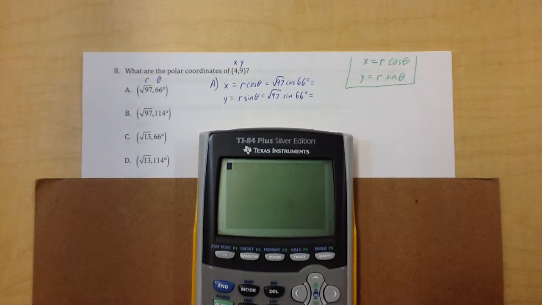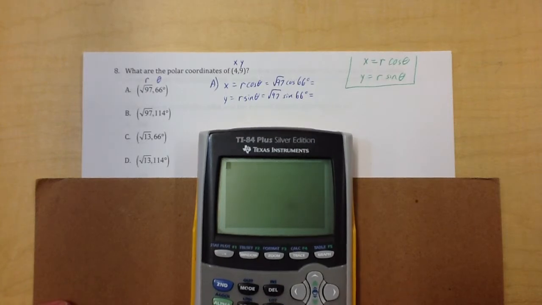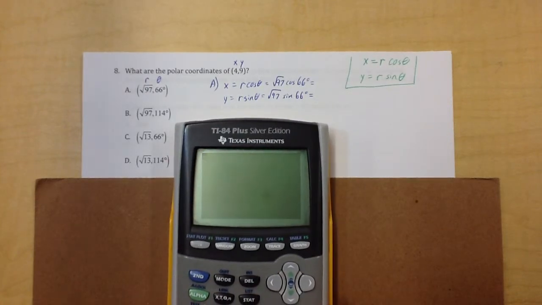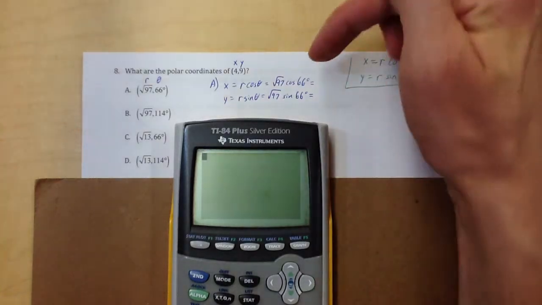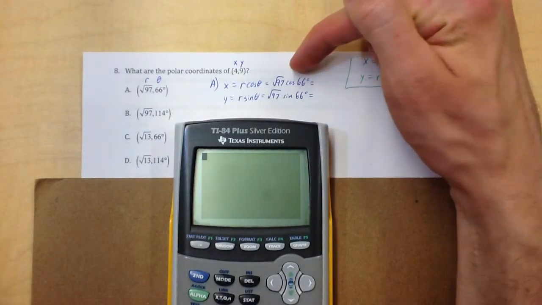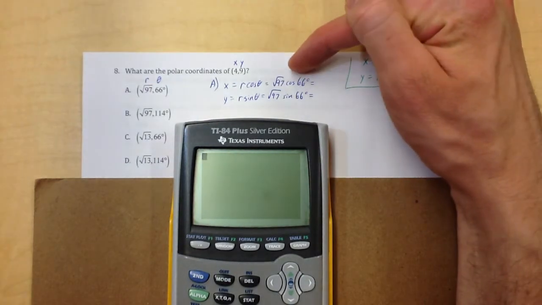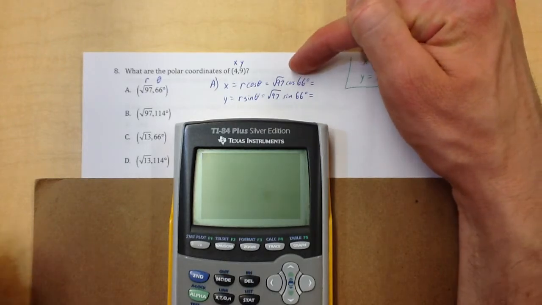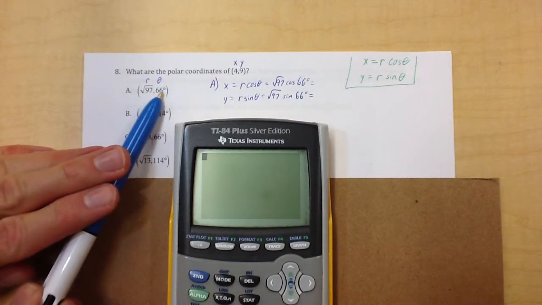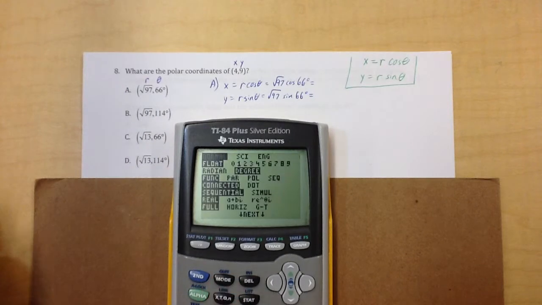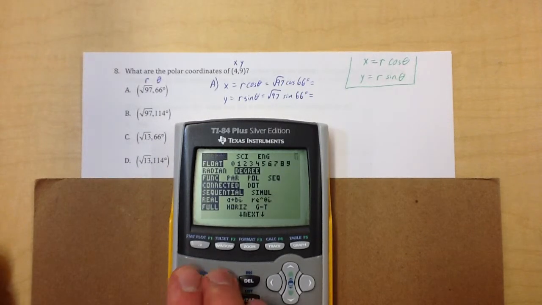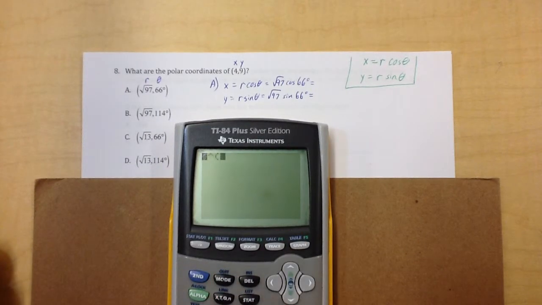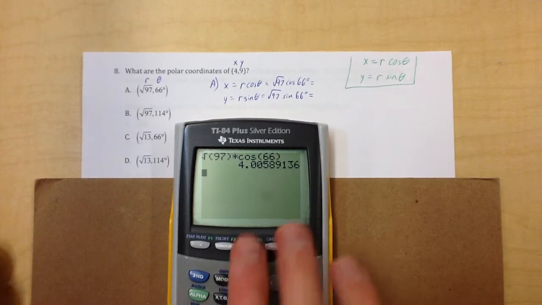One thing I need to say, and I've said it several times throughout this already, if you're watching them in order, you've probably caught it before. This involves trig. Every time something involves trig, you have to ask yourself, do they want radians or do they want degrees? It's very obvious what they want. They want degrees. Make sure your mode is correct. Okay? Here goes. Square root of 97 times the cosine of 66 is 4-ish.